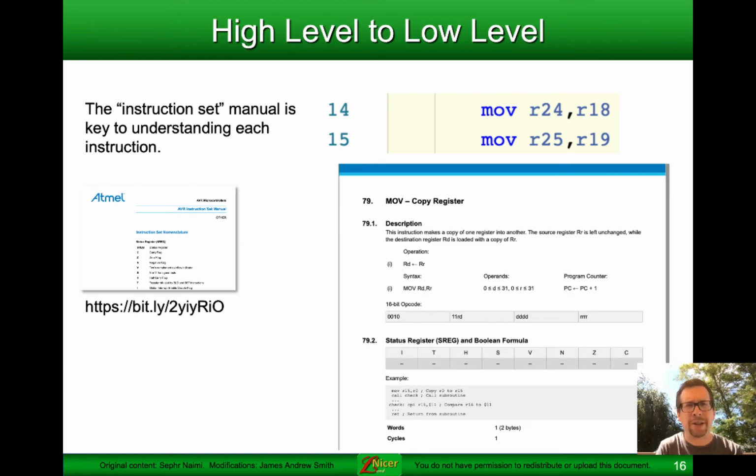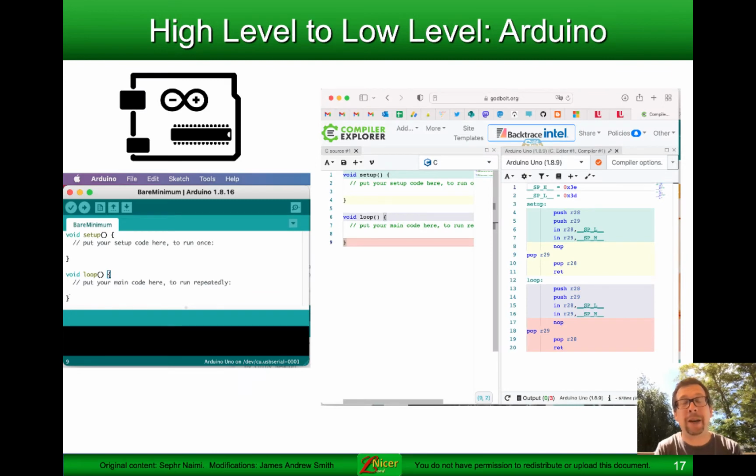In order to better understand what's actually going on here, go into the instruction set manual and take a look at what's said in there to better understand what that instruction truly is. Okay, let's take a look.